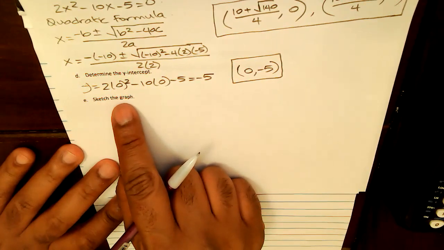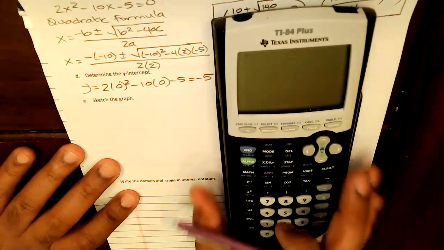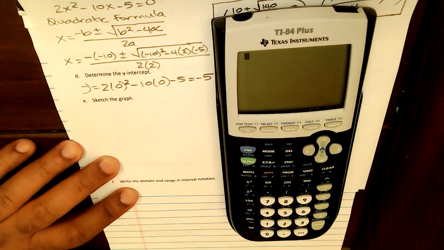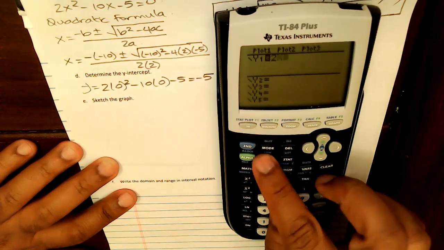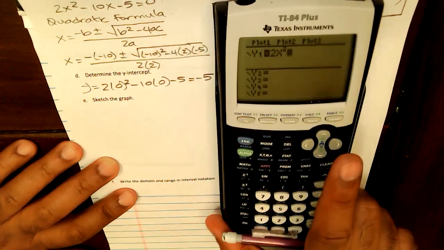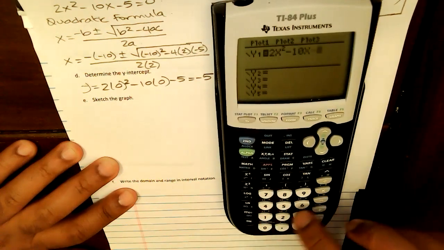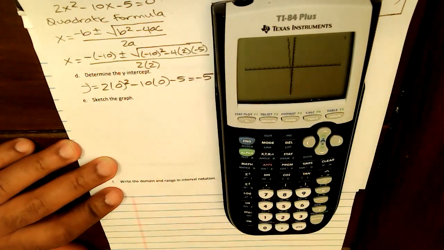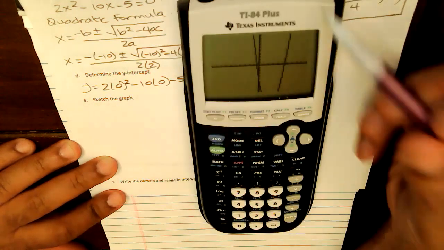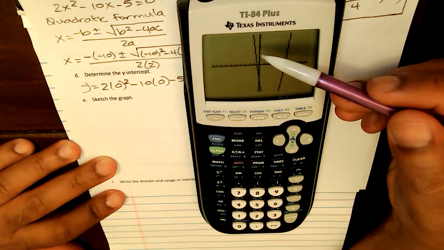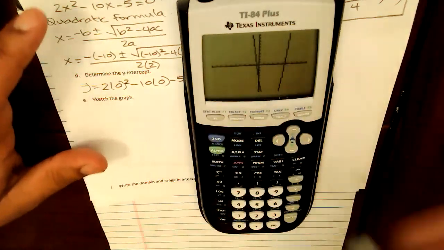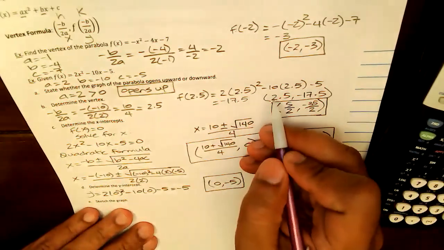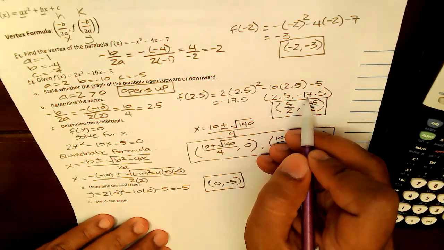Next, they would like me to sketch the graph. So I can use my calculator to help me with the graphing part of this. I'm going to go to y equals. My function is 2x squared minus 10x minus 5, and I'm going to hit graph. And you see that it's a parabola that's going to open up. Now it cuts off right here at the end of my screen, and that's because the vertex we had found earlier is all the way at 2.5, negative 17.5.